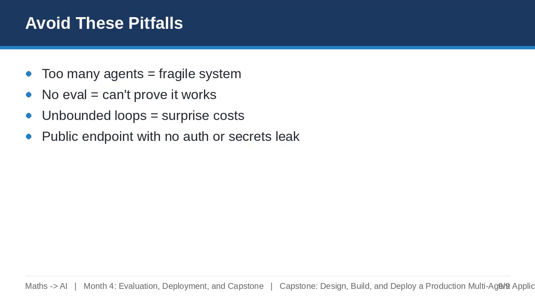Let's close on the traps that sink capstones. Too many agents make the system fragile and unmeasurable. Skipping evaluation means you can't prove anything works. Unbounded loops produce shocking bills. And a public endpoint with no auth or committed secrets is both a security and a credibility failure. Keep it small, measured, bounded, and secure, and you'll have a project worth showing.